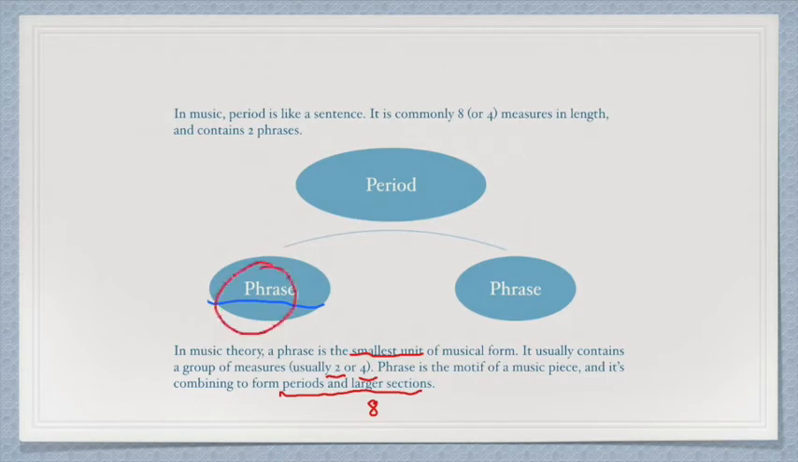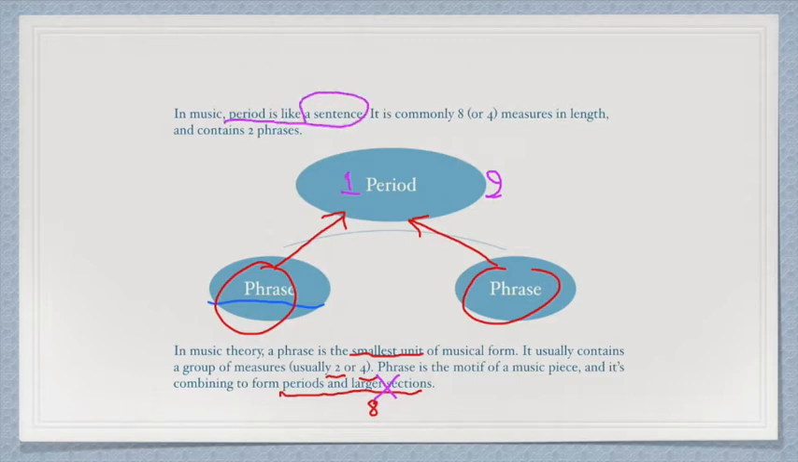For example, two phrases can be combined to make a period. Of course, here we're not talking about any larger sections. We're just going to learn phrase and period. So usually one period consists of two phrases. The concept of a period is that in music, a period is like a sentence, and it is commonly 8 or 4, or sometimes even 16 measures in length, and contains two phrases.